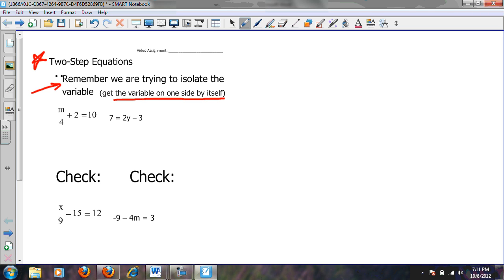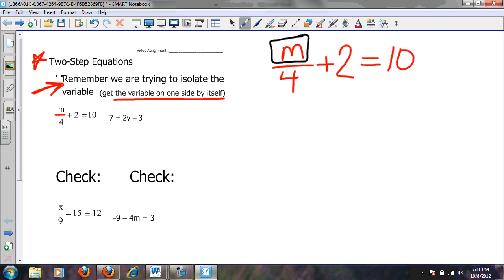So let's start with m over 4 plus 2 equals 10. I'm going to write it a little larger on my open space over here. M over 4 plus 2 equals 10. As we are trying to isolate the variable, I'm going to identify my variable as m. So some number m that I don't know divided by 4 plus 2 equals 10.